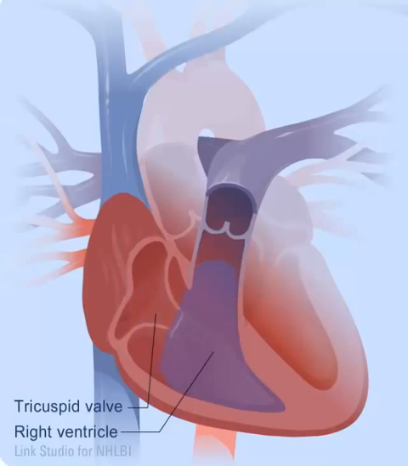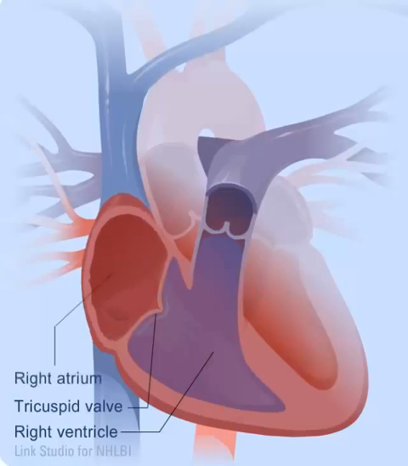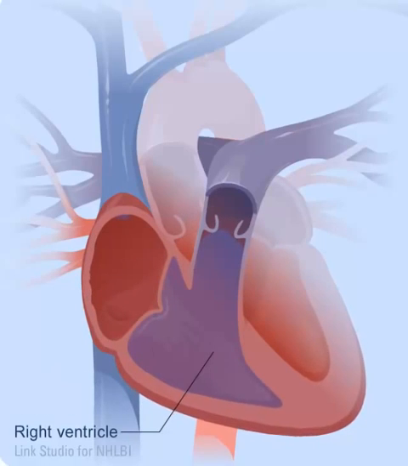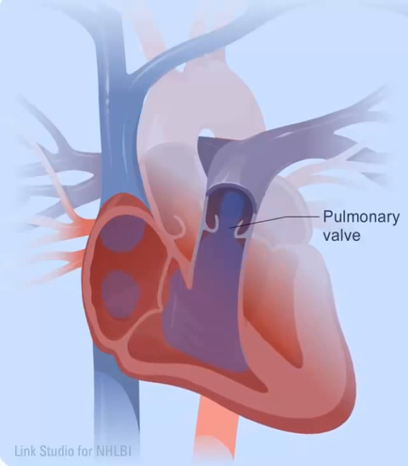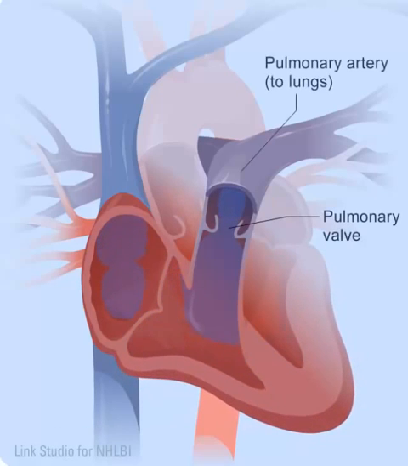When the right ventricle is full with blood, the tricuspid valve closes. This prevents blood from flowing back into the right atrium. Full with blood, your heart's right ventricle contracts. The pulmonary valve opens, and blood is pumped into your pulmonary artery and onto your lungs. This is called ventricular systole. The pulmonary valve quickly closes to prevent blood from flowing back into the right ventricle.